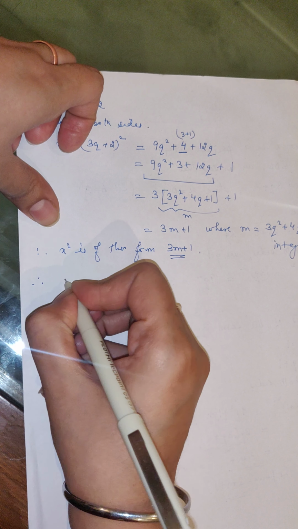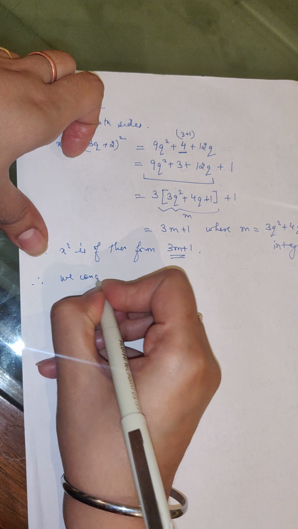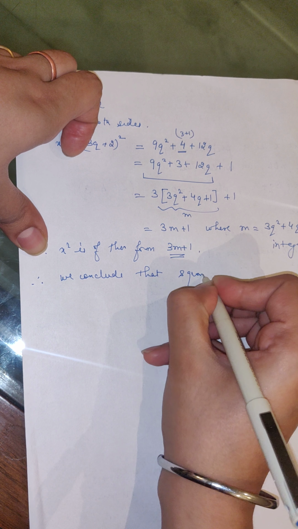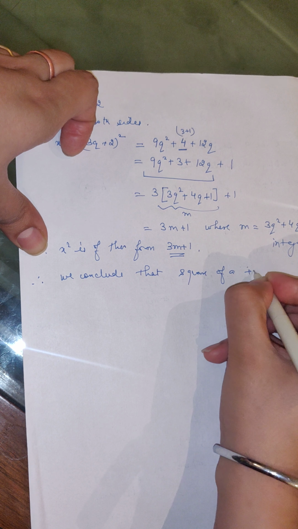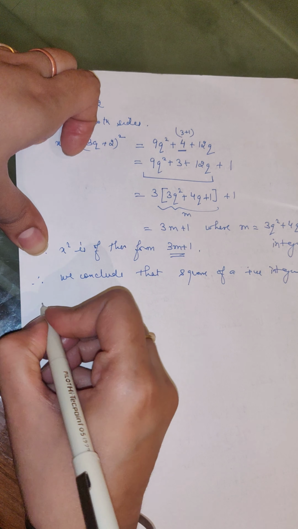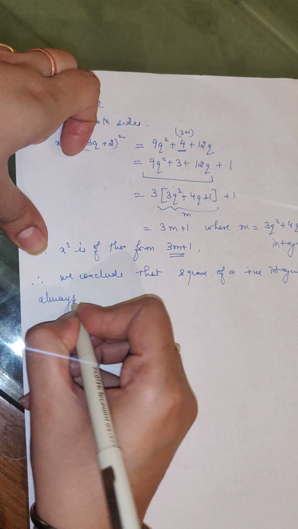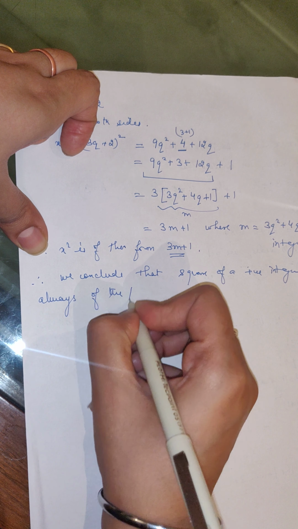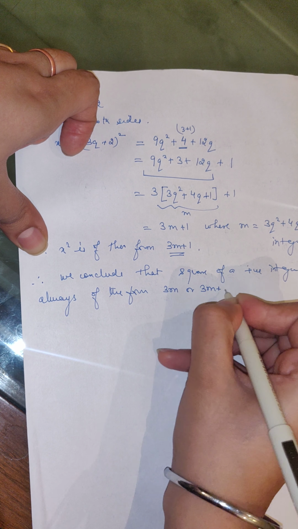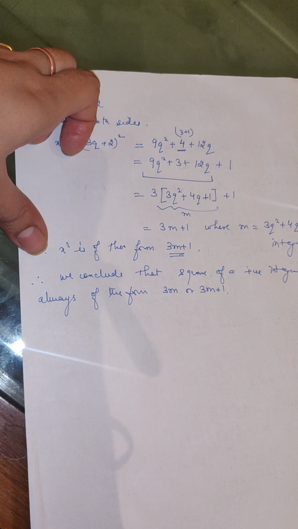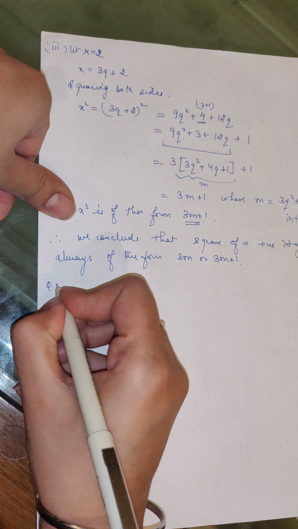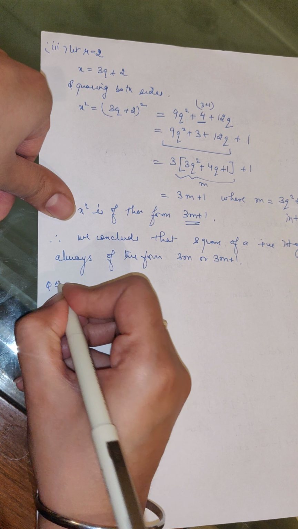So therefore we conclude that the square of a positive integer is always of the form 3m or 3m plus 1 and not any other form, right? Now see this question number 5, the last one.